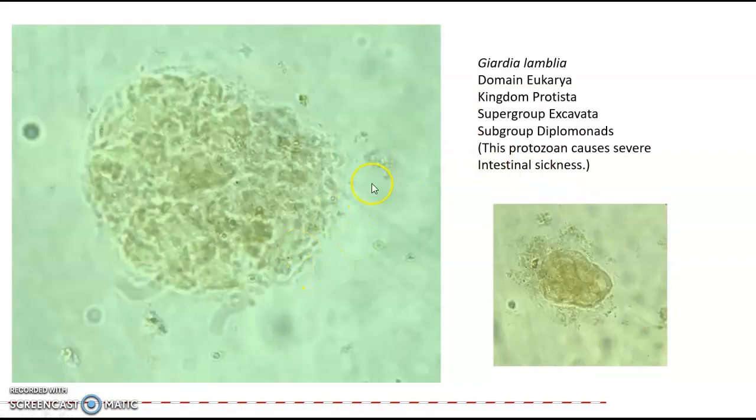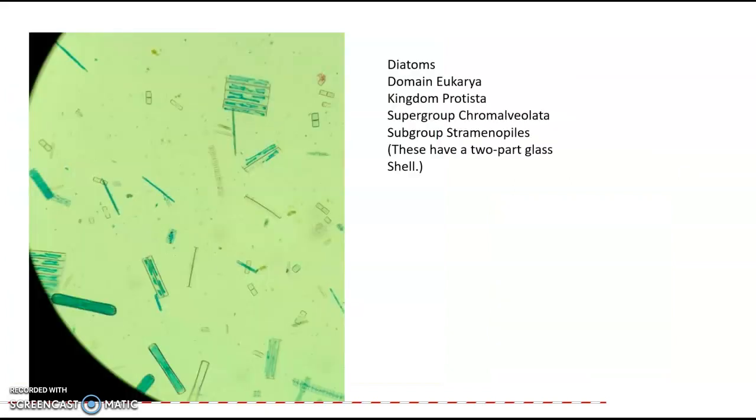This is a very bad picture of a Giardia lamblia protozoan. You have a better picture in the week 3 study guide. If you look at the study guide in week 3, the picture of the Giardia is much better, but we will go ahead and classify it. Domain Eukarya, kingdom Protista, supergroup Excavata, but this time the subgroup instead of Euglenozoa is the diplomonads. This is the only example that we learned of from the subgroup diplomonads.